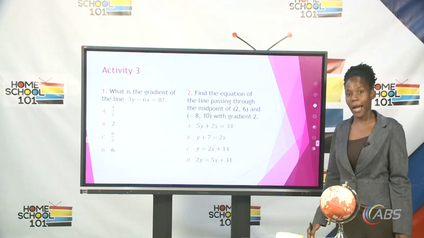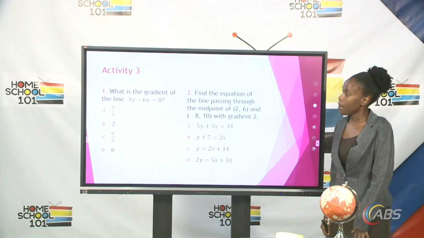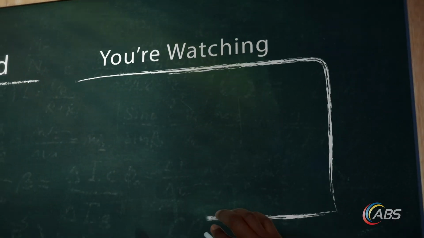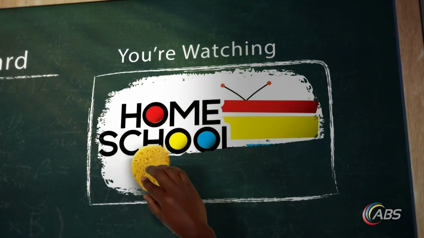So we have an activity here. We have 2 questions. It states, what is the gradient of the line 3y minus 6x is equal to 8? And the second question, you are to find the equation of the line passing through the midpoint of (2, 6) and (-8, 10) with gradient 2. So we will take a break as you work on the questions, and then we will return to go through the solutions. You're watching Homeschool 101.